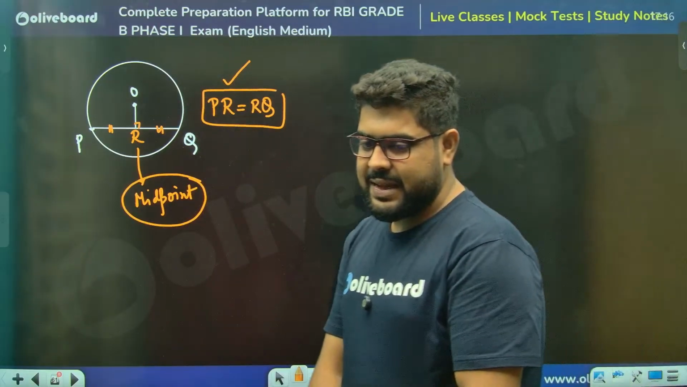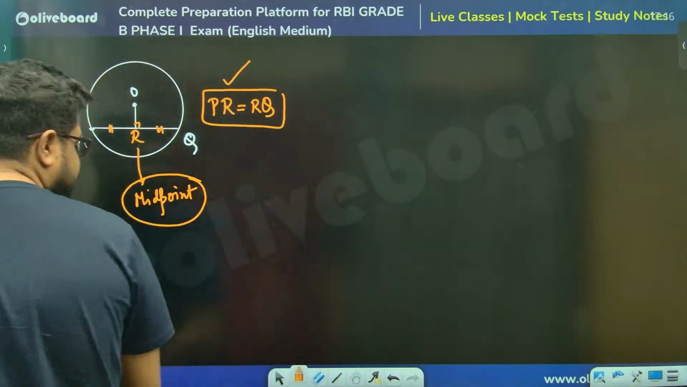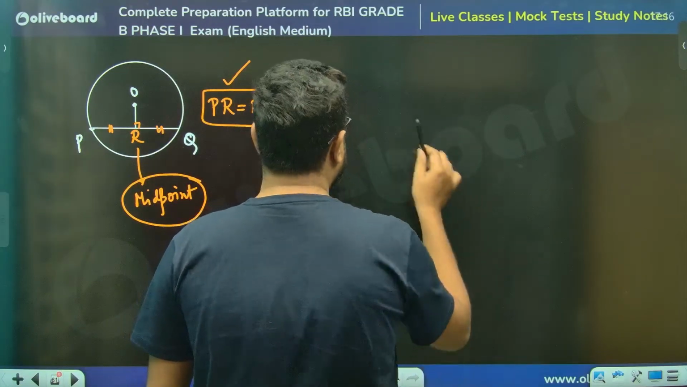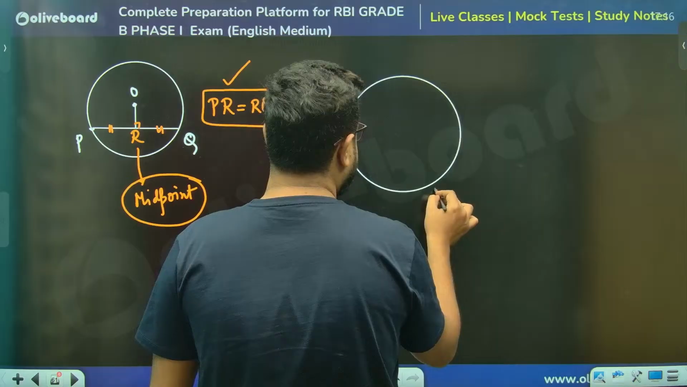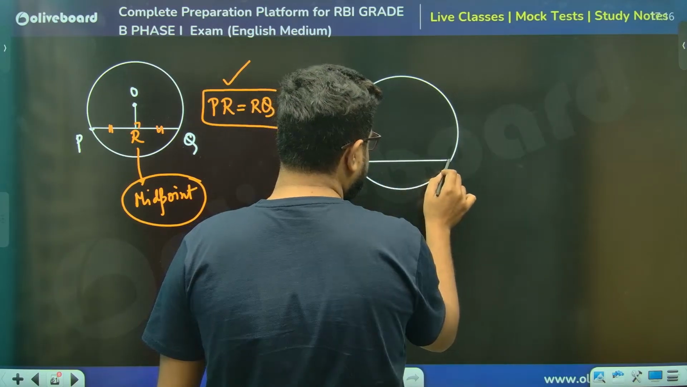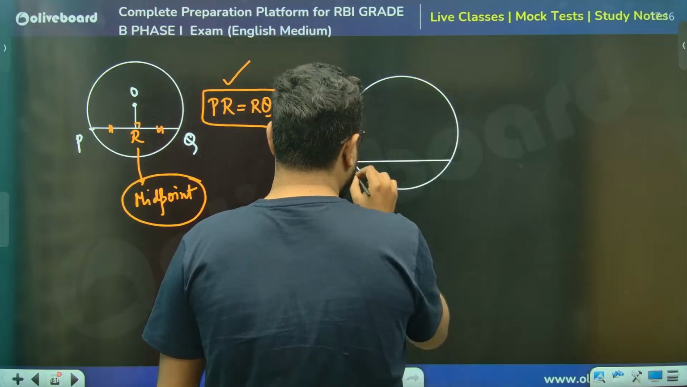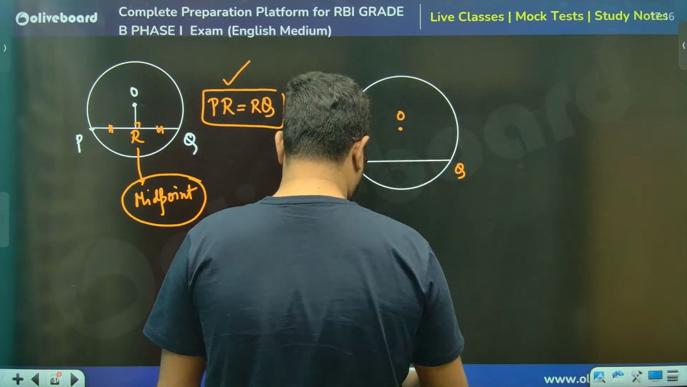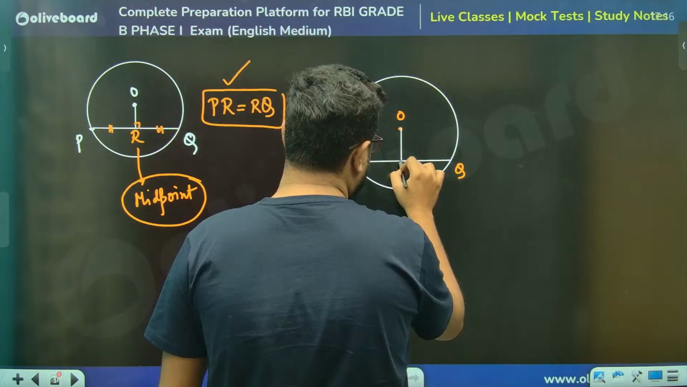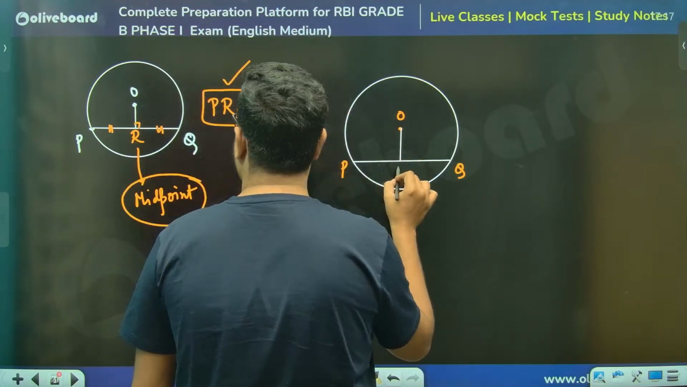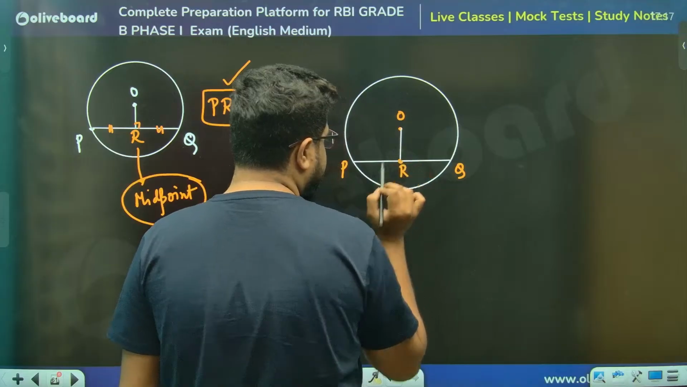Perfect. Now the next one. The next one is actually the same, just the opposite they are concluding. Nothing else. So this is one circle like this, and there is another chord like this. Let's take the same names, O, P and Q. Let's say this particular point is named R.